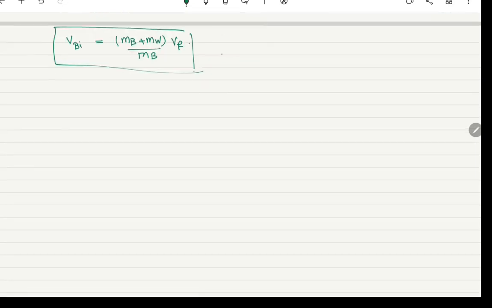Now let's move on to collisions in 2 dimensions. In collisions in 2 dimensions, momentum is conserved in each direction, in x and in y. So in this case, instead of one equation from conservation of momentum, we will obtain 2 equations from conservation of linear momentum, one from px and the other from py.